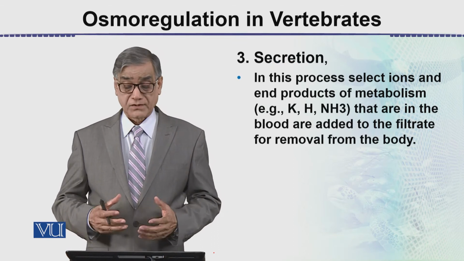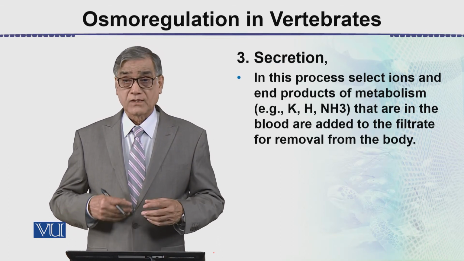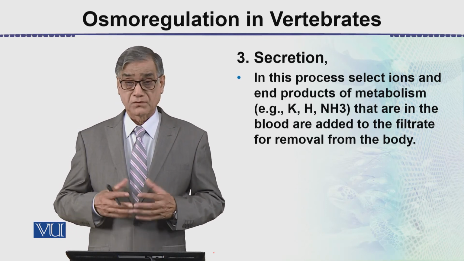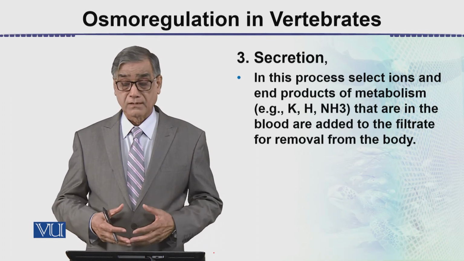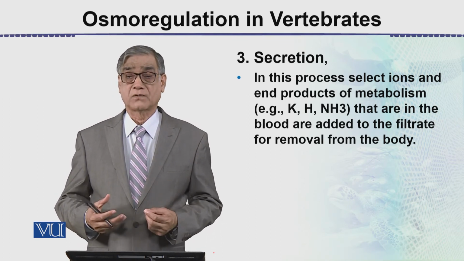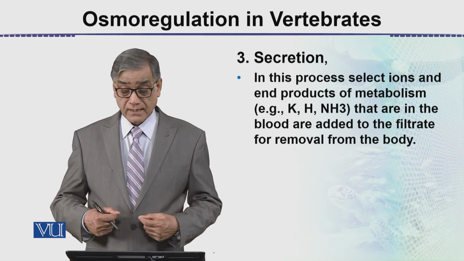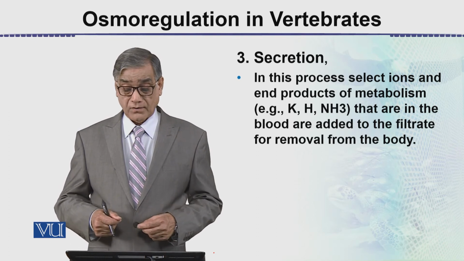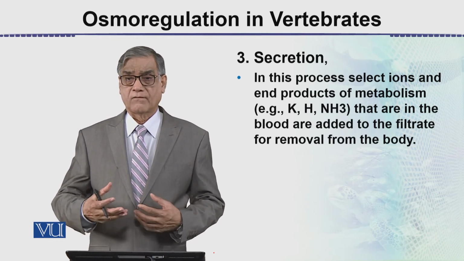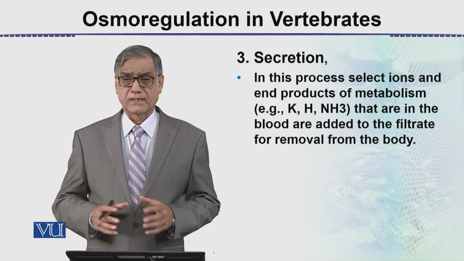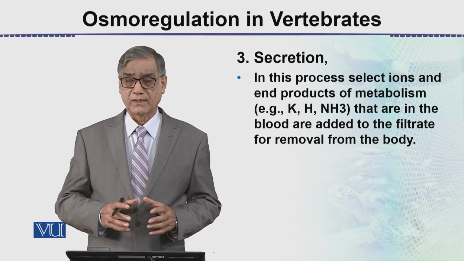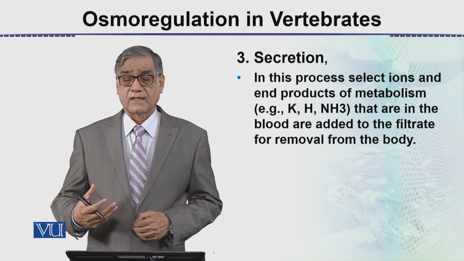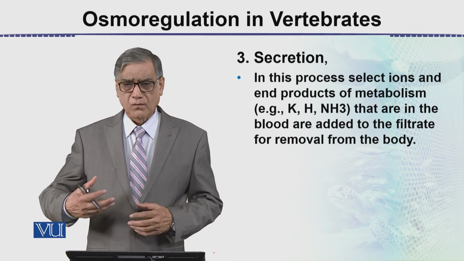And lastly the secretion. This is a process where select molecules and end products of metabolism, which are usually potassium, hydrogen or ammonia, is kisam ki cheezein, are in the blood and added to the filtrate for removal from the body. Aur isme bhi selection hoti hai, which are to be retained within the blood and which are to go into the coming out urine.